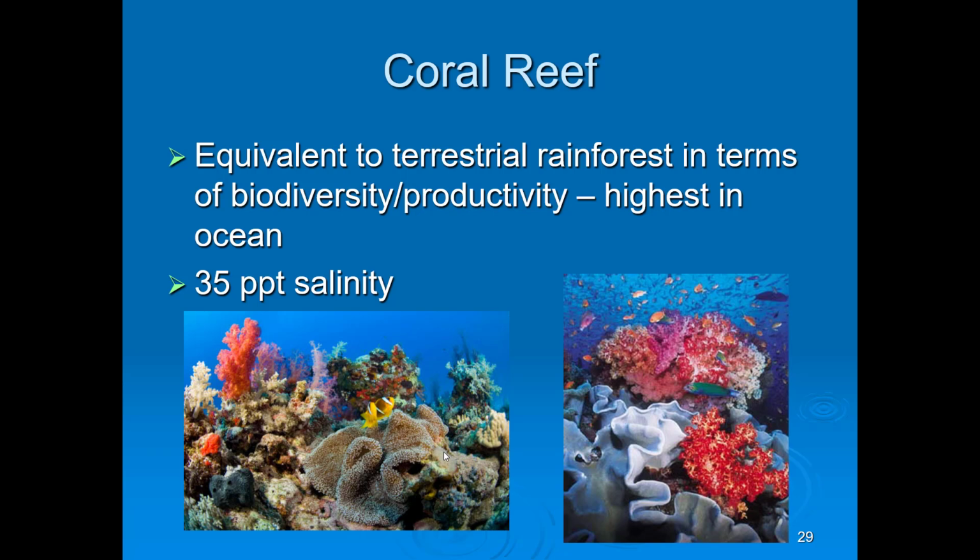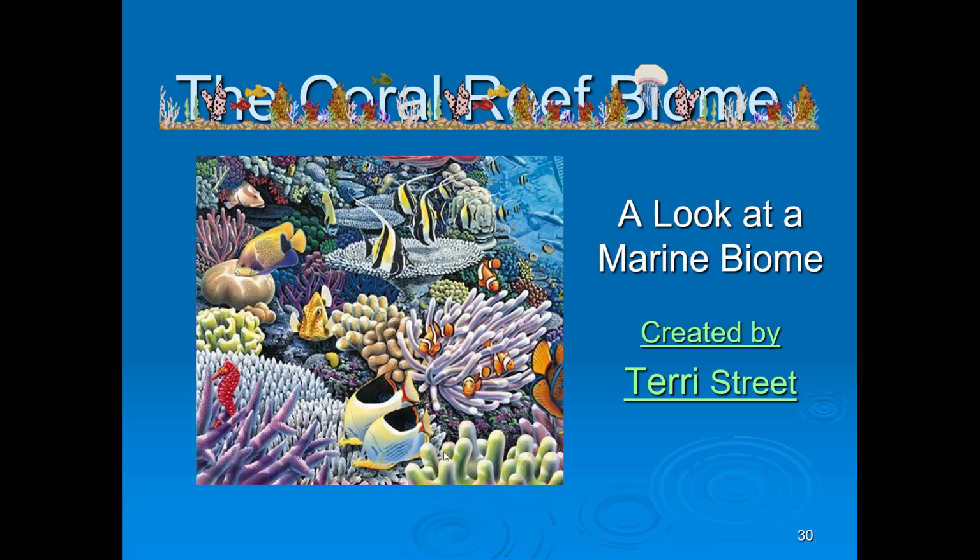35 parts per 1,000 salinity, but the key here is that it gets a lot of light. These things are shallow, they're in the intertidal zone, right at the edge.